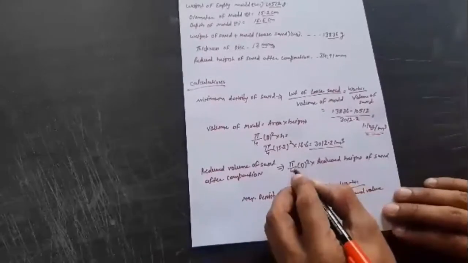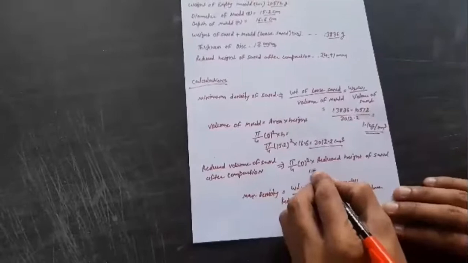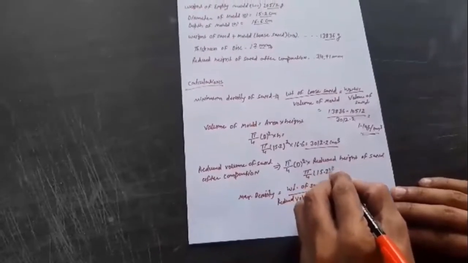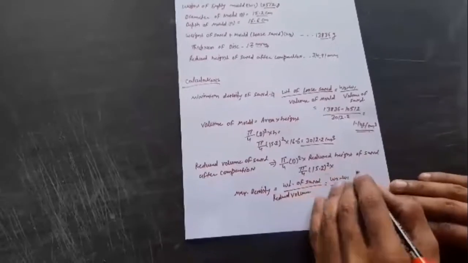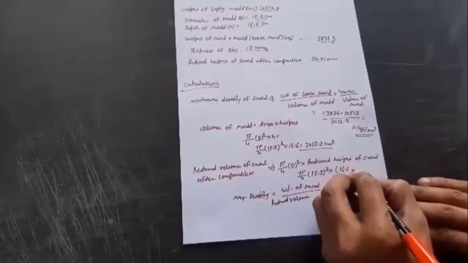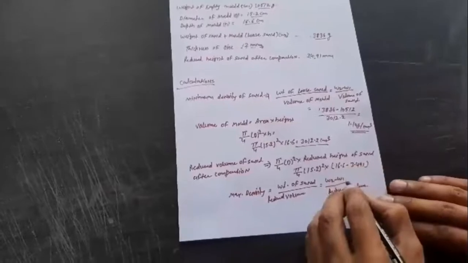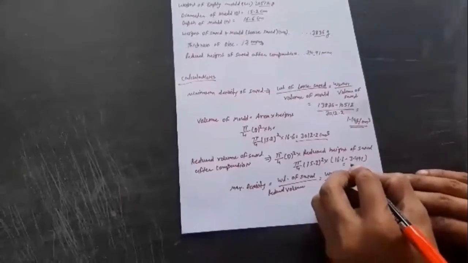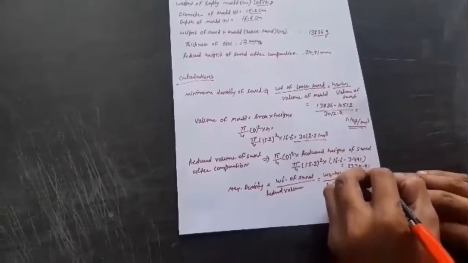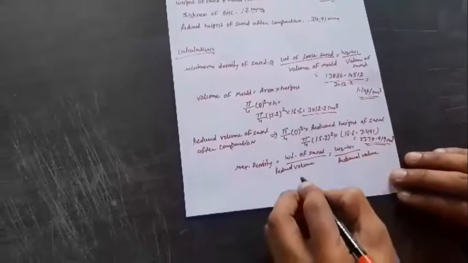Now calculate the new or reduced volume. After compaction, the height of the sample is reduced, while the volume of the mold remains the same. Now we need to consider the volume of that reduced sand. The diameter remains the same, but the height is now reduced, which was initially 16.6 centimeter minus 3.491 centimeter. Subtract that reduced height, and after that calculate the volume. This value of volume comes out.